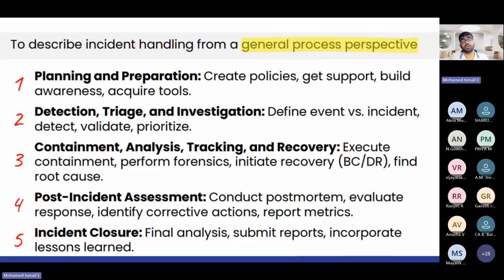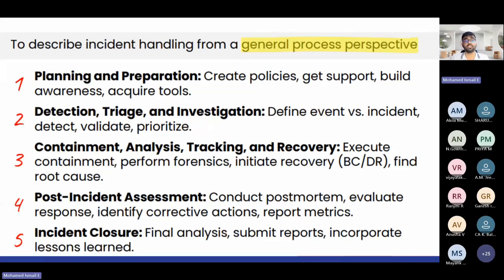If the backup SQL database is available, they can quickly recover from another location, or wherever the backup is stored. Then they need to initiate business continuity and root cause analysis, right? So that will fall under the containment and eradication process.